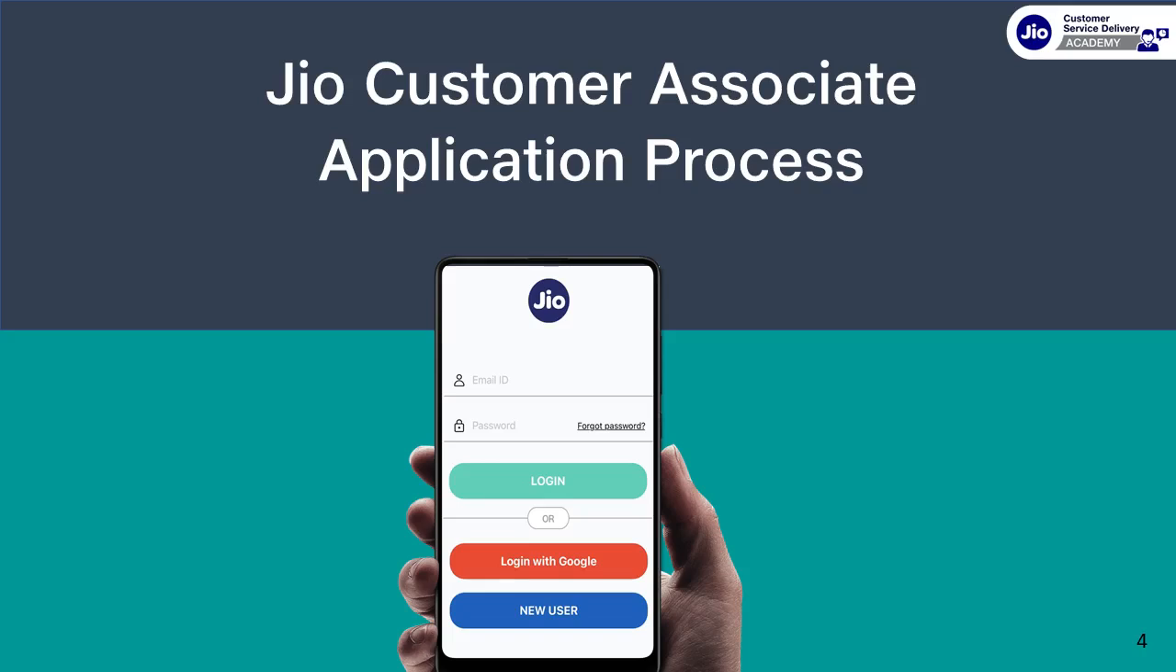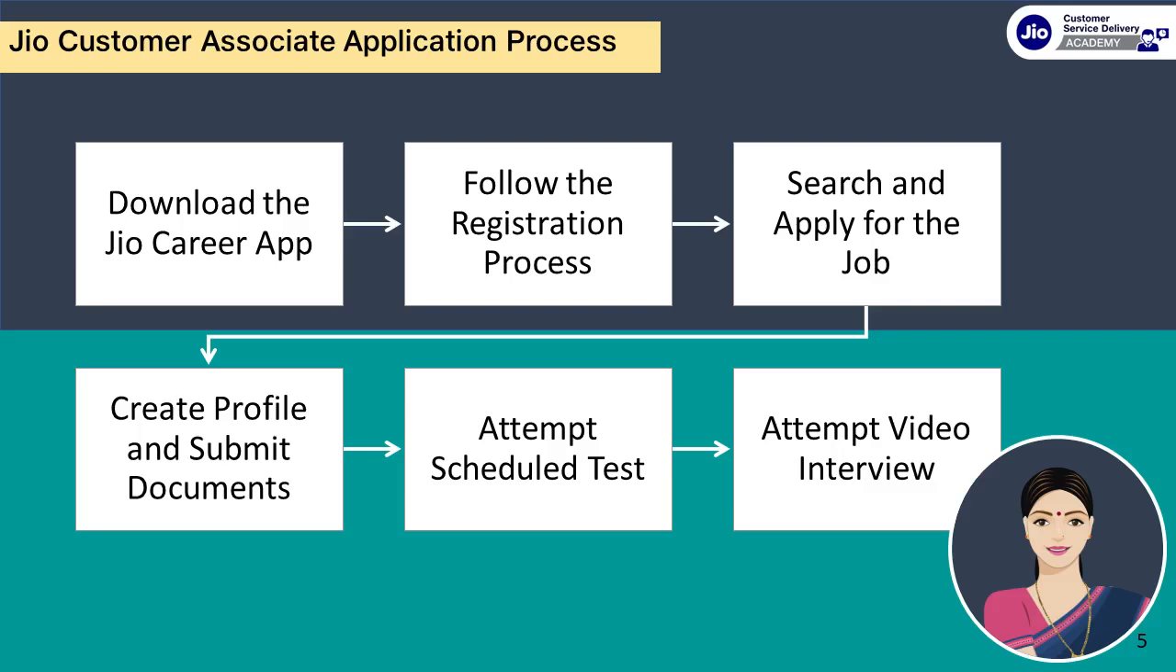Before we start, let's have a look at the overall application process of a Jio Customer Associate. Given on the screen is the overall application process. You need to download the Jio Career app and then follow the registration procedure. You then need to search the relevant job profile and apply for the job. Complete the profile details and submit documents. Attempt scheduled tests and video interviews on Jio Career app.